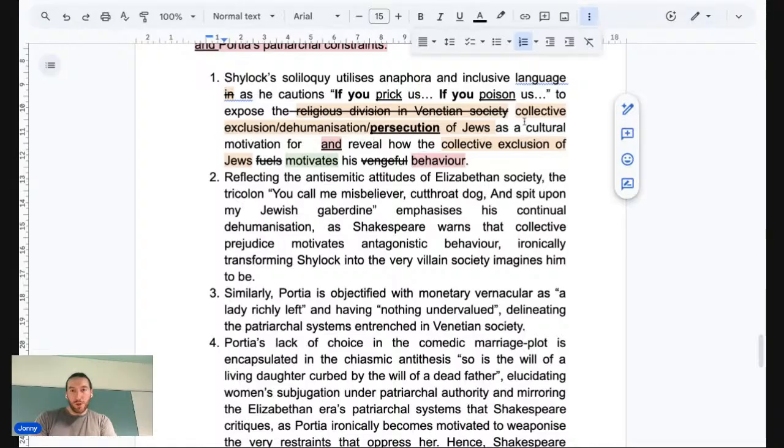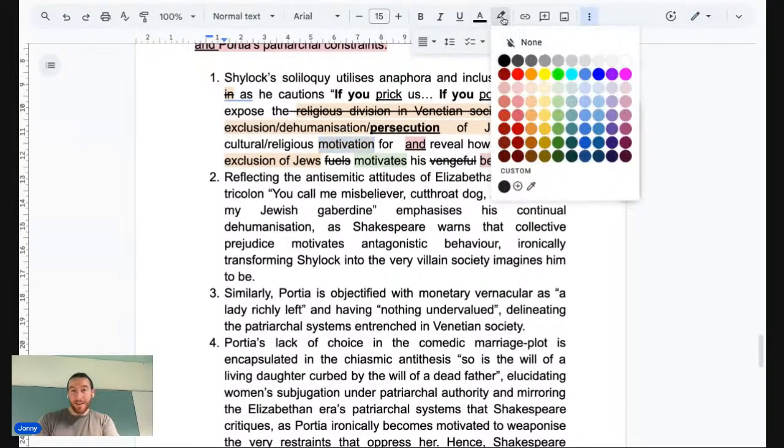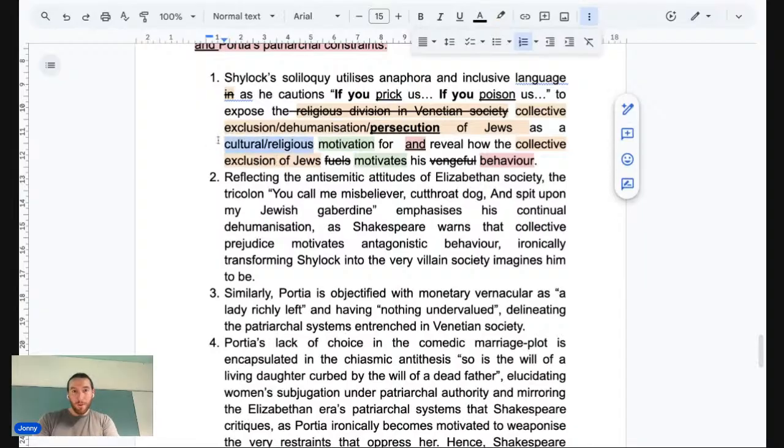If you prick us, if you poison us, we'll do this. Collective persecution of Jews as a cultural motivation. Why? Land and expand. Motivation, cultural motivation. Why not? It makes sense. It's a cultural motivation or a religious motivation. It is cultural and religious, so either of those work. But again, the idea being that you're getting a specific term before the keyword, but you always want to use the keyword. And then you want to go into this idea of if you do this, if you do this. He's really threatening, right? As a motivation for, we could say embittered or violent reaction.